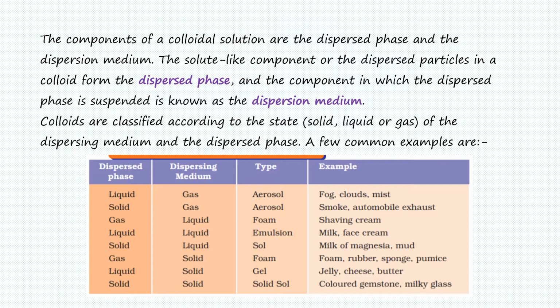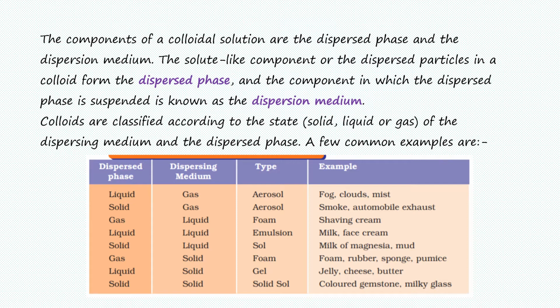Okay, you can see the fourth point. This is very important. This is emulsion. And how is emulsion formed? When both the dispersed phase and dispersion medium are liquid. A very common example of emulsion is milk. You must remember, milk is a colloidal solution. And what type of colloidal solution? Milk is an emulsion.